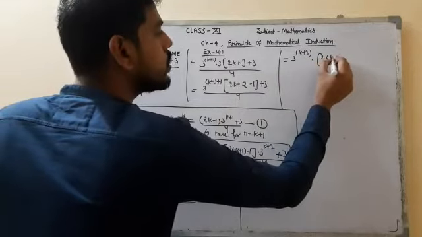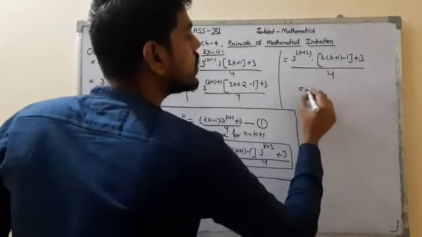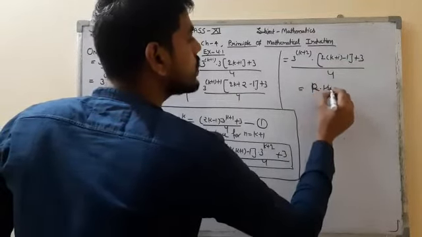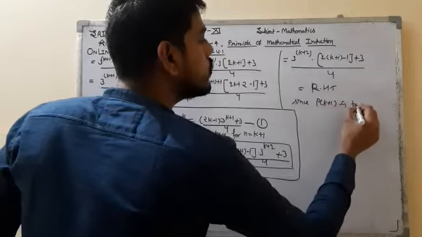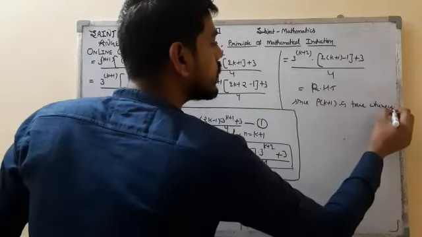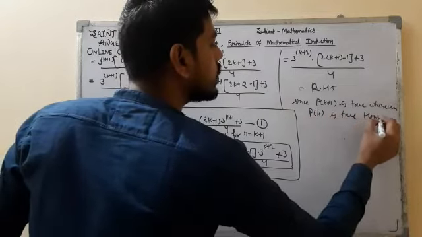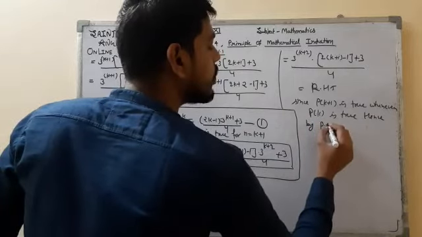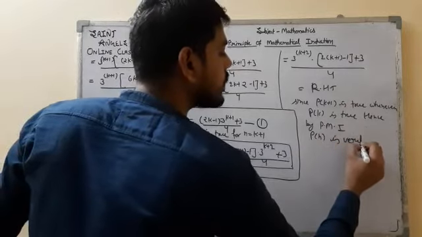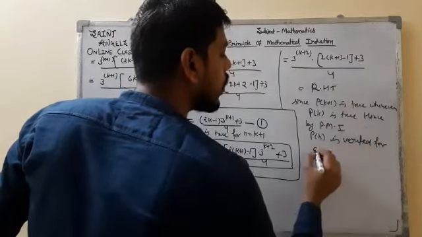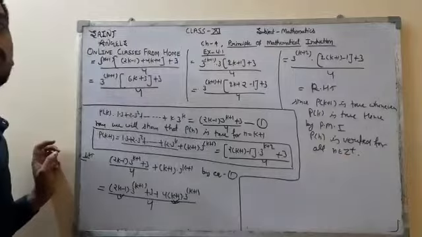So it will become 2k plus 1 minus 1 plus 3 upon 4, which is equal to my RHS. Since Pk plus 1 is true whenever Pk is true, hence by the principle of mathematical induction my Pn is verified for all n belonging to positive integers. Student, please pause the video and note it down.